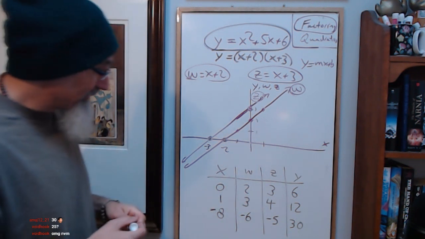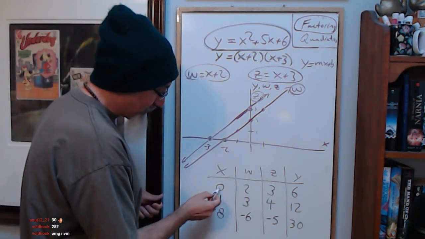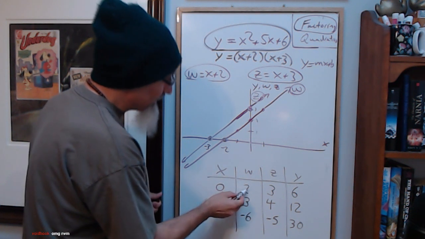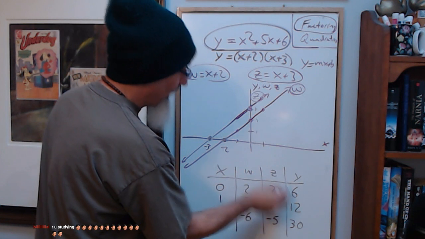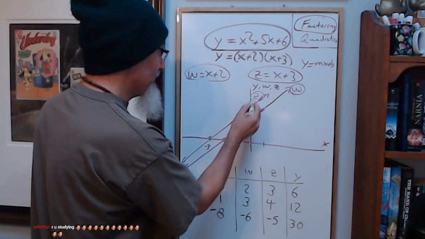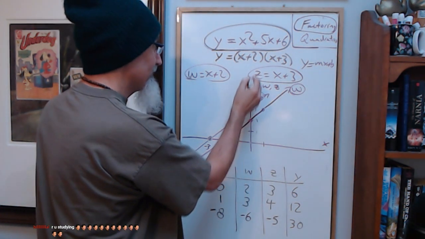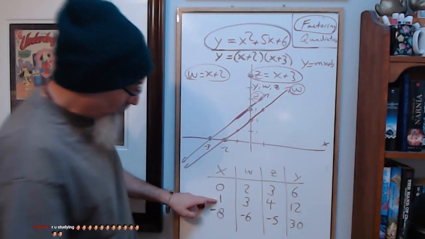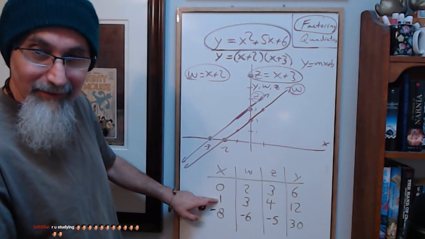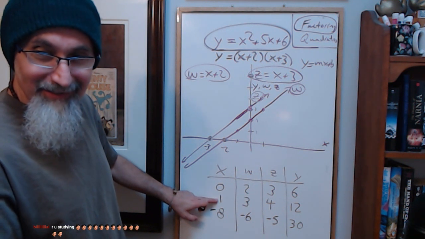So check this out. When x is 0, w is 2, z is 3, y is 6. 1, 2, 3, 4, 5, 6. When x is 1, are you steady?